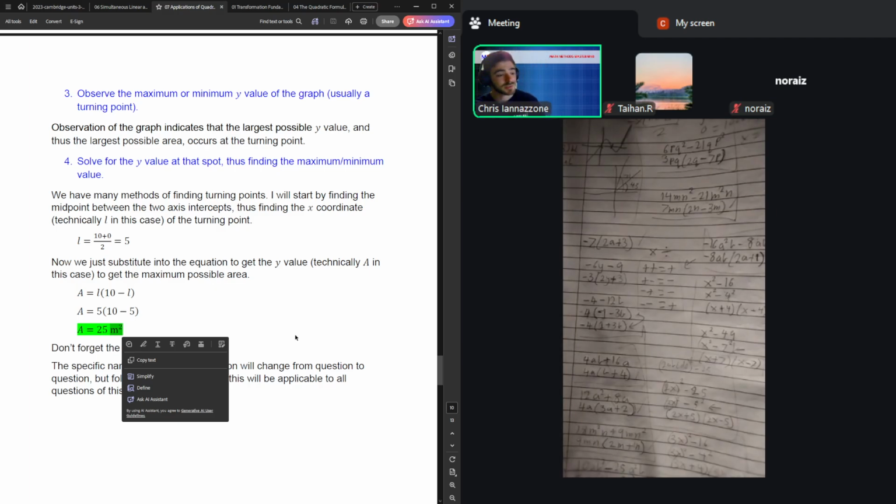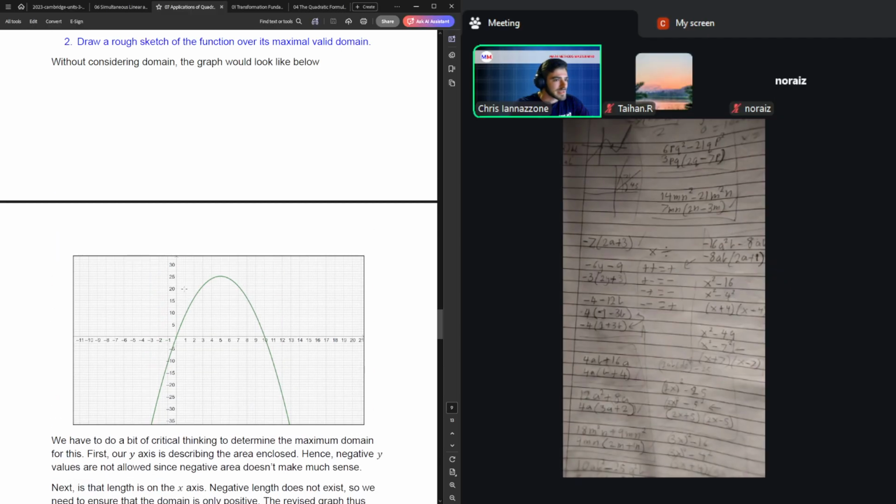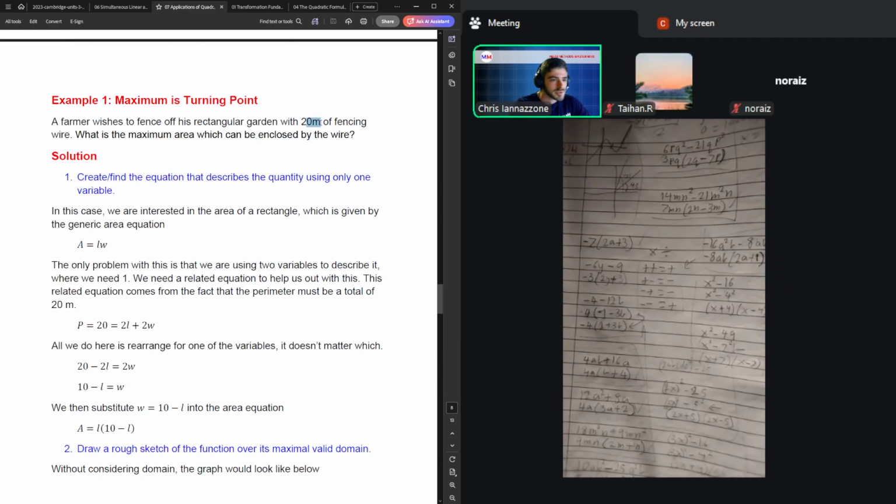These are applications, so don't forget that there's a unit applied to these. That'll be evident in the question itself. Meters was used, so we would use meters squared for our unit.